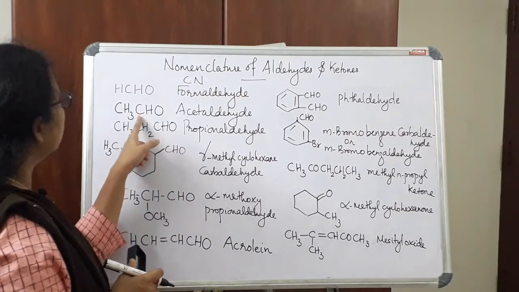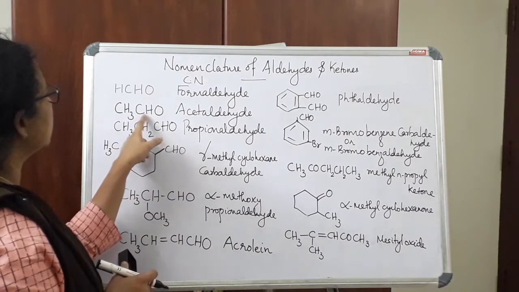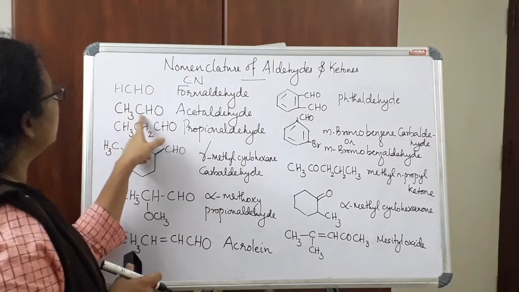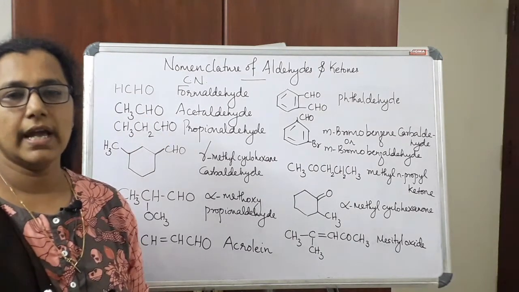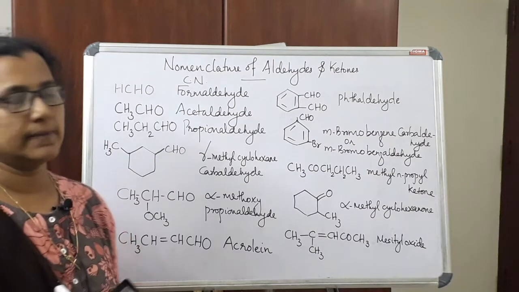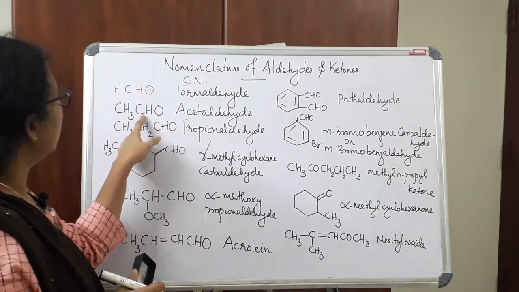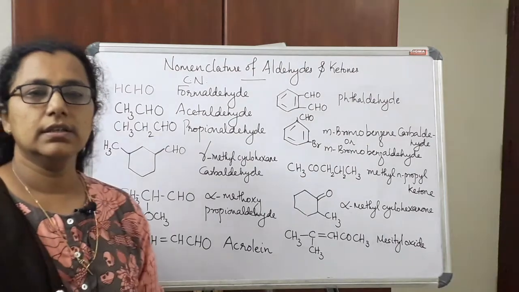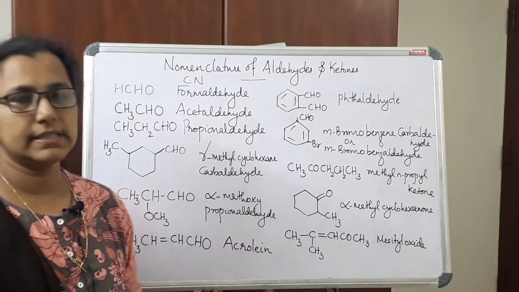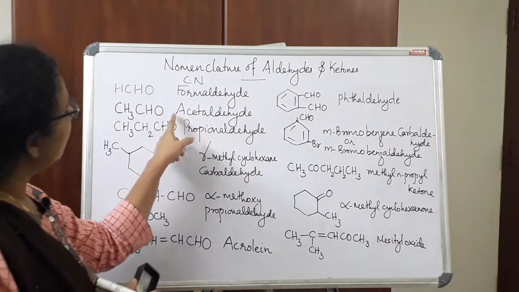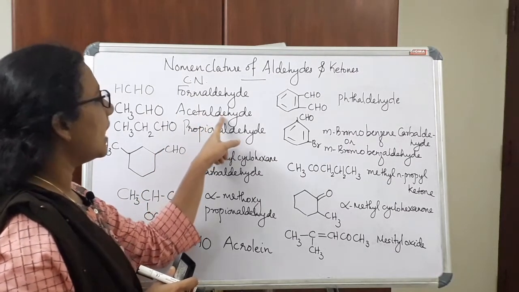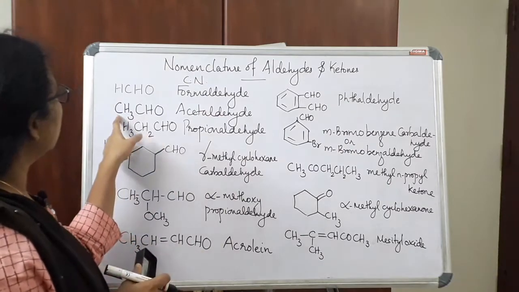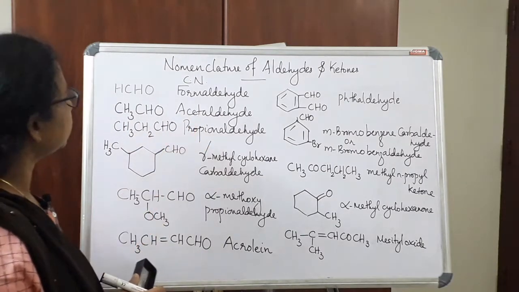Then the second one is CH3CHO. There are two carbon atoms, so we know that the corresponding carboxylic acid is acetic acid. The -ic of acetic acid is replaced by aldehyde. So the second one is acetaldehyde.